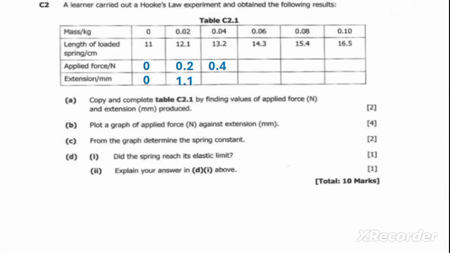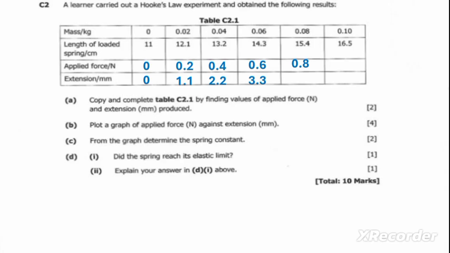13.2 minus 11, we are going to get 2.2. 0.6 times 10, we are going to get 0.6. 14.3 minus 11, we are going to get 3.3. 0.8 times 10, which is our acceleration due to gravity, we are going to get 0.8.